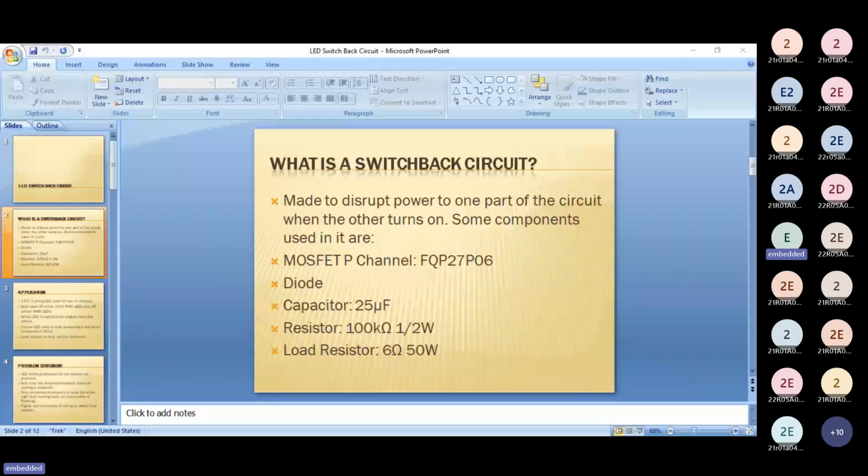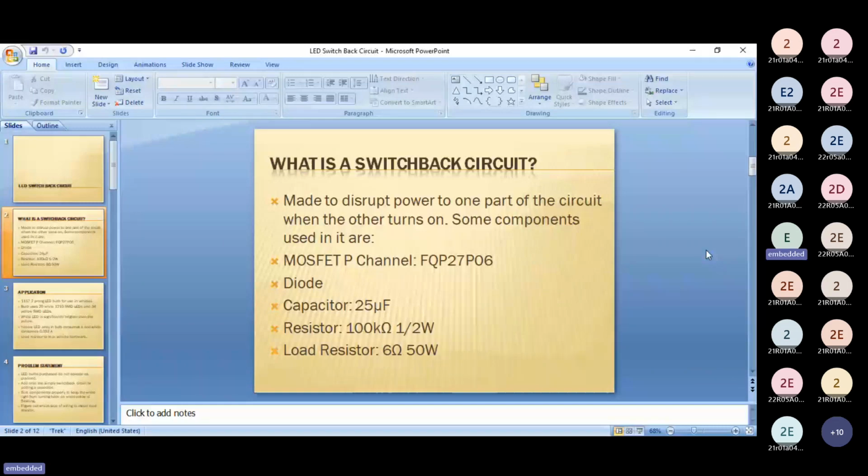So switchback, it is made to disturb power to one part of the circuit when the other turns on. Some components used in it are MOSFET P channel, diode, capacitor, resistor, and load resistor. So MOSFET P channel is of FQP27P06 and next is diode and capacitor of 25 μF and resistor of 100 kilo ohms and half volt. So load resistor is of 6 ohms, 5 watts.